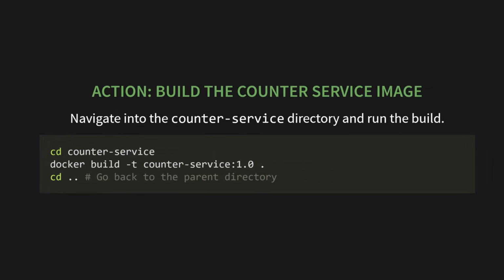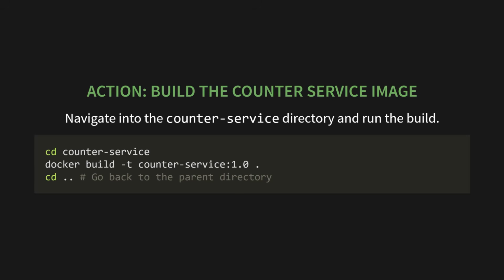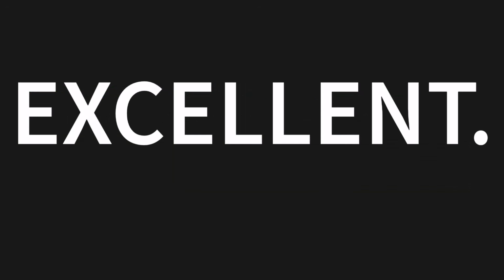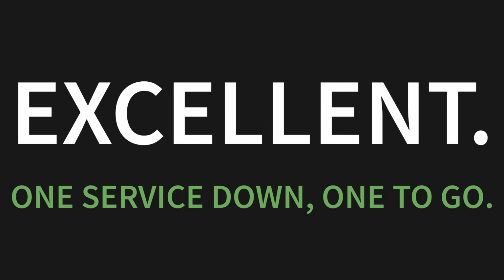Okay, action time. Let's build the counter service image. Navigate your terminal into the new counter service directory and run the build. The command is docker build -t counter-service:1.0. Then cd .. to go back to the parent directory. Excellent. One service down, one to go.